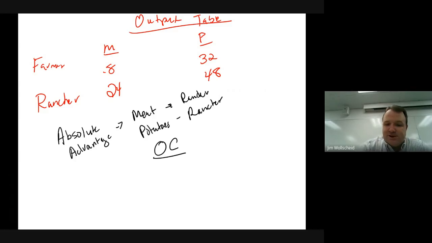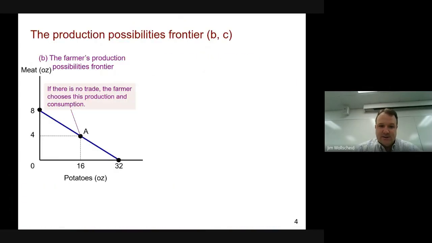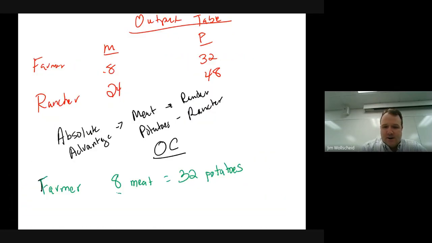So the opportunity cost we want to find. So let's start with the farmer. It's a different color to help you. Let's start with the farmer. So the farmer can either do 8 meat, take the endpoints, 8 meat, or 32 potatoes. So pick the endpoints. If you're looking at the PPF, you take the meat endpoint, take this one, and this one. There they are.